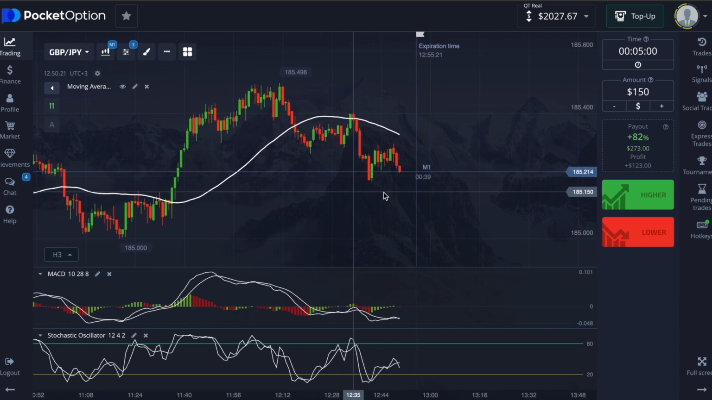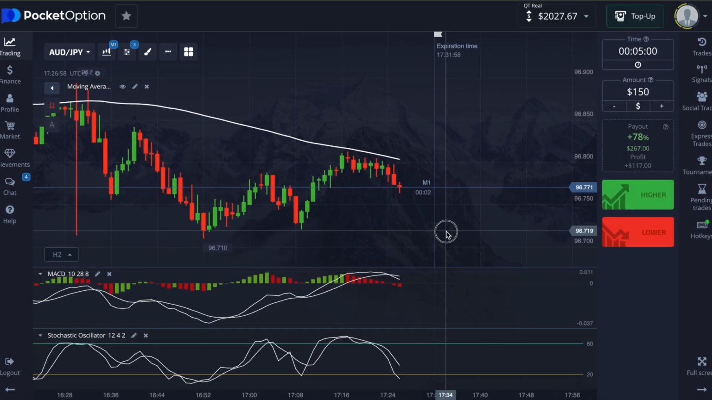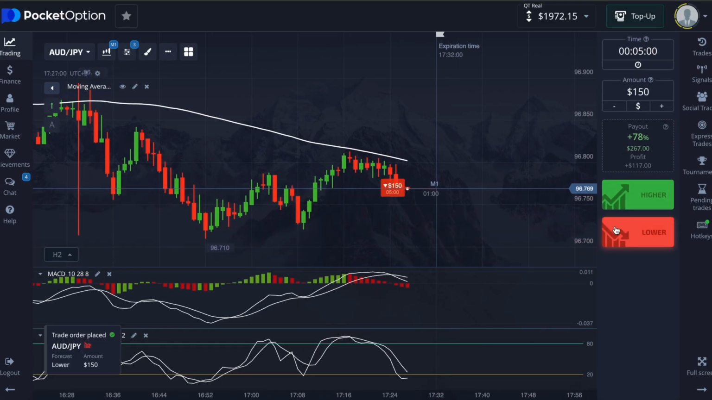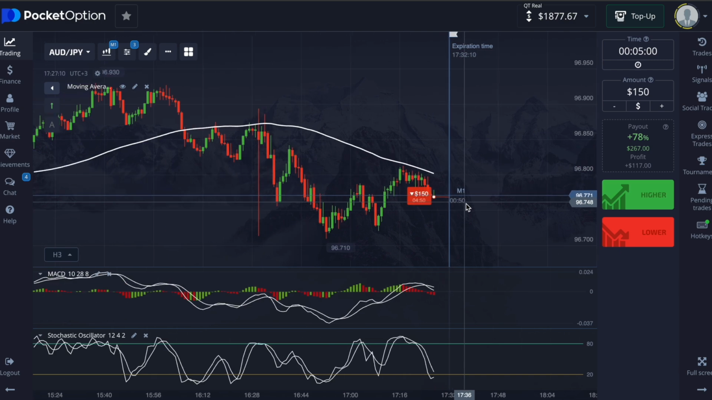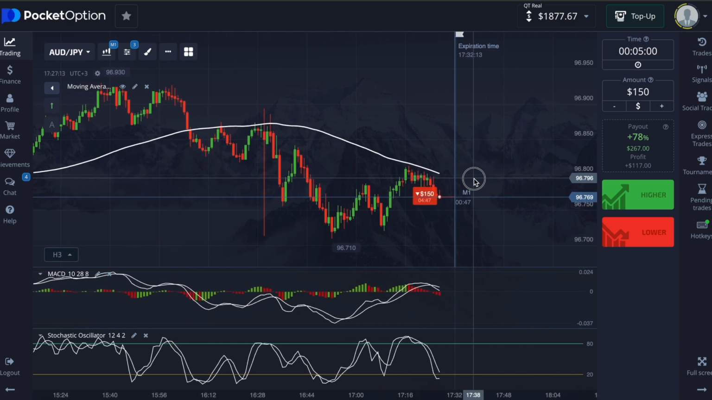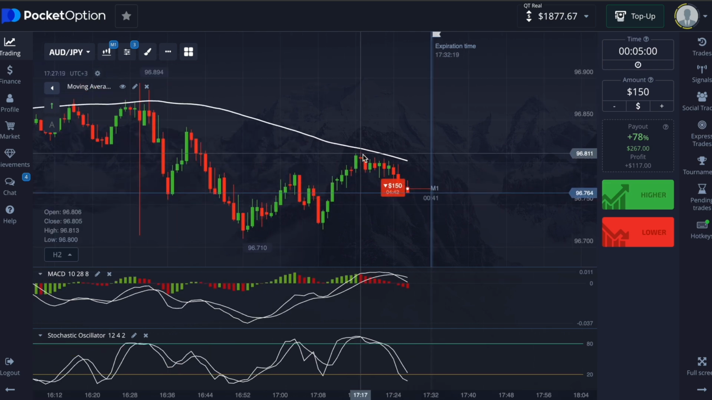Now let's find a suitable situation and demonstrate how to use this strategy in practice. I identified the necessary situation, wait, and with the new candle, I open a $150 put option for 5 minutes. This strategy is one of my main methods for determining entry points and overall chart analysis. It effectively signals price direction and helps avoid false moments.